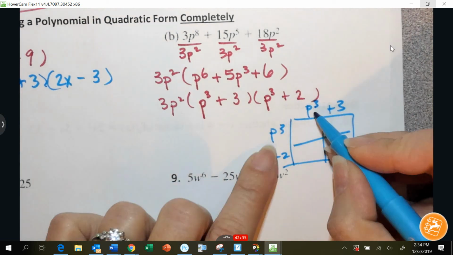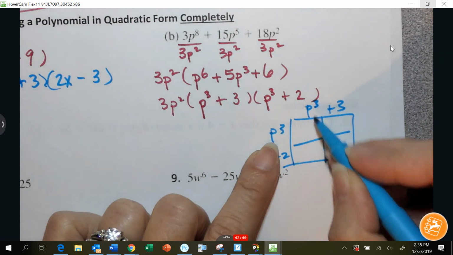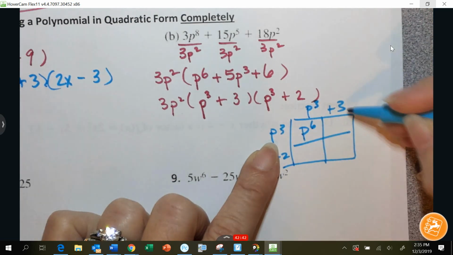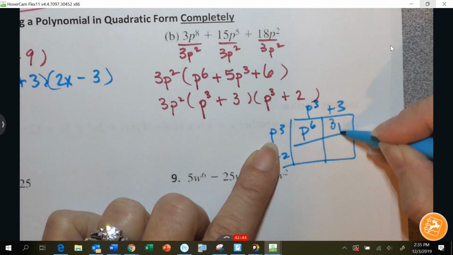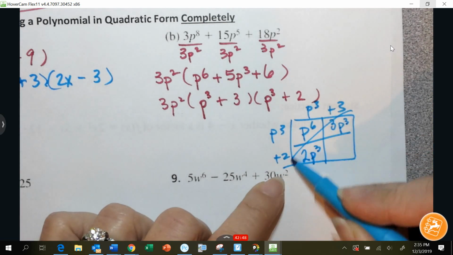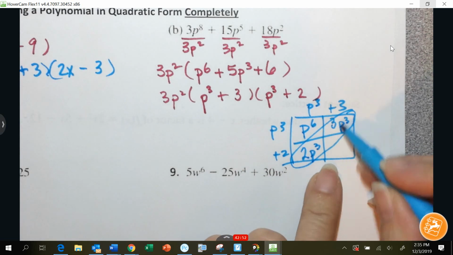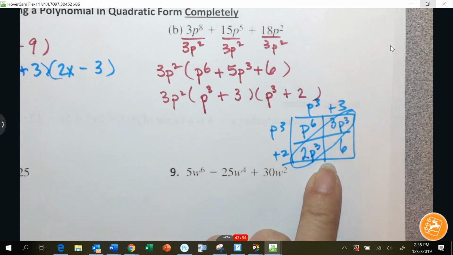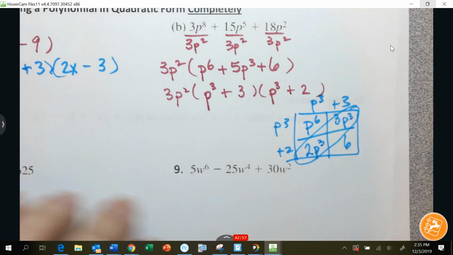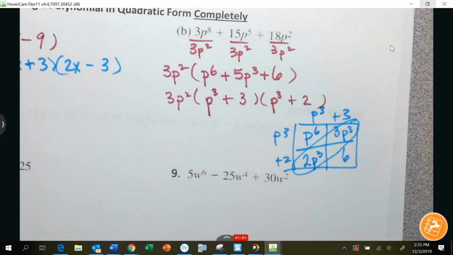What's 3 p's multiplied by 3 more p's? P to the 6. Over here I've got 3 p cubed. Here I've got 2 p cubed. When I add them up, I get 5 p cubed. And then 3 times 2 is 6. So you can just take the middle. Right. So I have a worksheet for you. It's all factoring review.